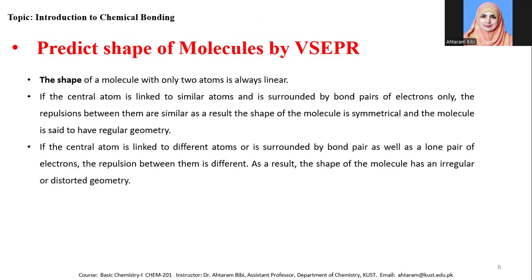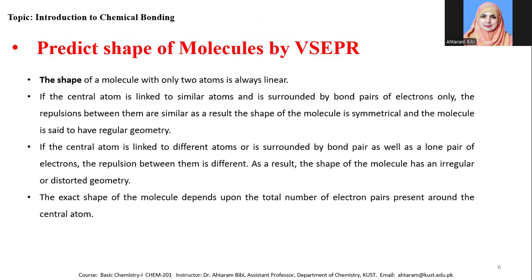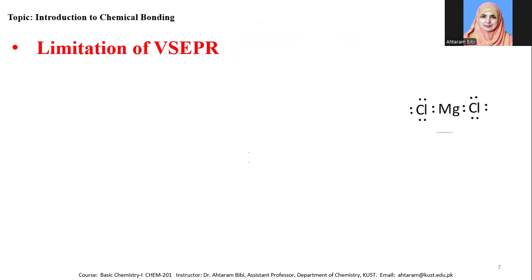As a result, the shape of the molecule has an irregular or distorted geometry, as we see in the last slide in the table, that if there are bonded pairs of electrons and lone pairs of electrons, then the structure is T-shaped or bent or an irregular shape because the repulsion is different between the bonded pairs of electrons and the lone pairs of electrons. The exact shape of the molecule depends upon the total number of electrons present around the central atom.